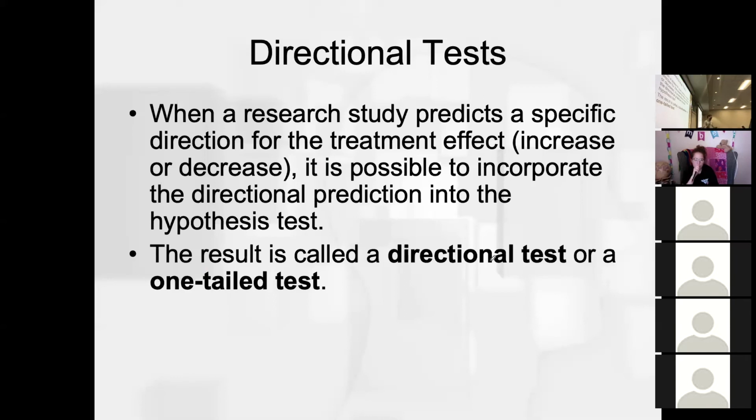But there are also times where we have a reason to believe, based off of prior data, that the effect is going to be directional. Right? We've got reason to believe that it can only affect in one way and not the other way. So you're predicting in a specific direction, either increasing or decreasing. It's possible to incorporate the directional prediction into the hypothesis test. We call that a directional test or a one-tailed test because we're using only one of those tails.